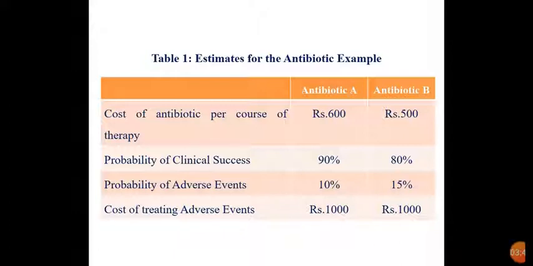So in this case, we have two options for treating an infectious condition, and the cost for antibiotic per course of therapy for antibiotic A is 600 rupees and antibiotic B is 500. The probability of clinical success is 90% for antibiotic A and for antibiotic B is 80%. Probability of adverse events is 10% for antibiotic A and 15% for antibiotic B. The cost for treating adverse events for both antibiotics is 1000 rupees.